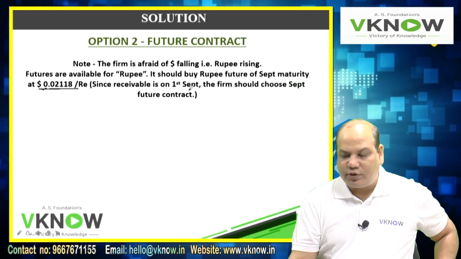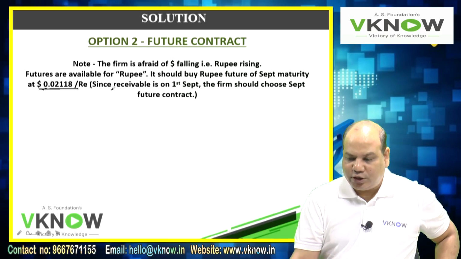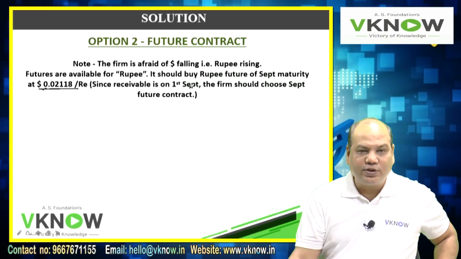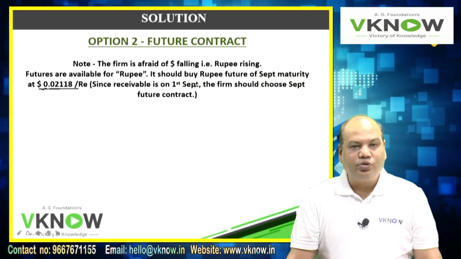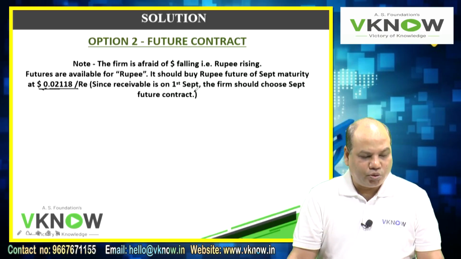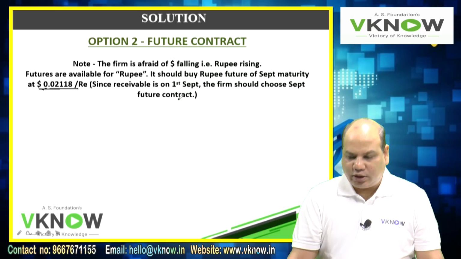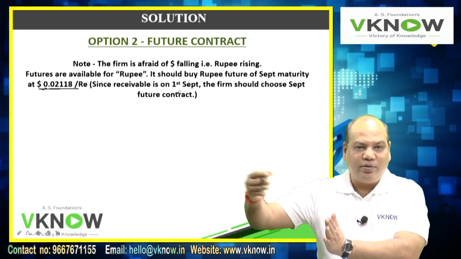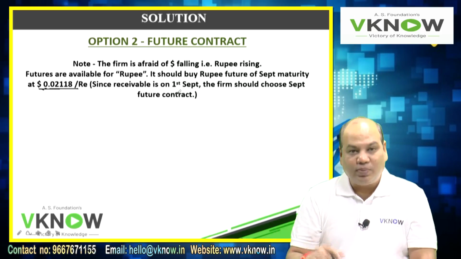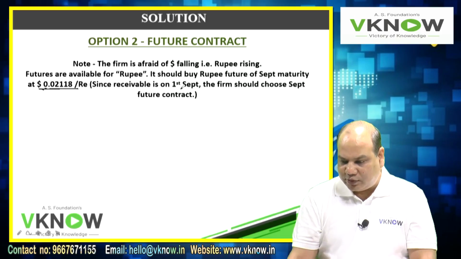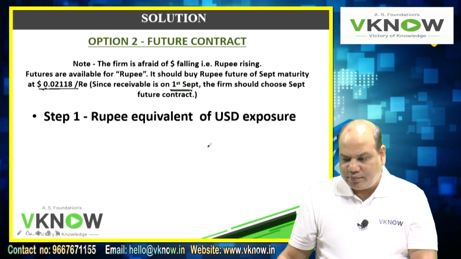Since the receivable is on 1st September, why have we taken September, why not June? The response to that query: since the receivable is on 1st September, the firm should choose the September future contract. The future contract should expire after the date when you receive the payment, not before that. So September is relevant, June is not relevant. And now the problem will be solved exactly like your previous problems.